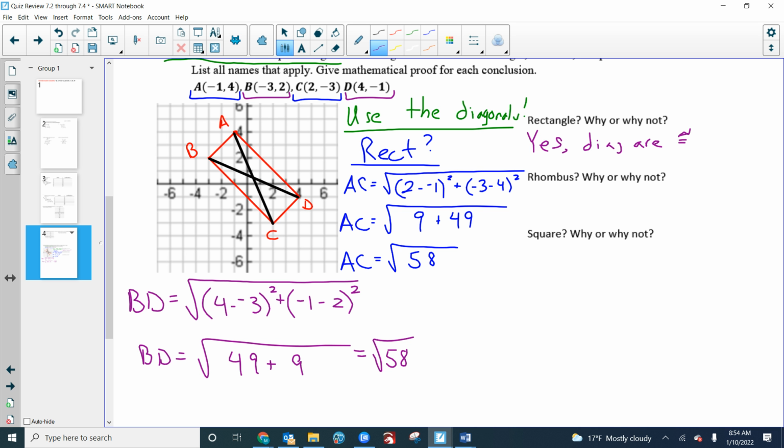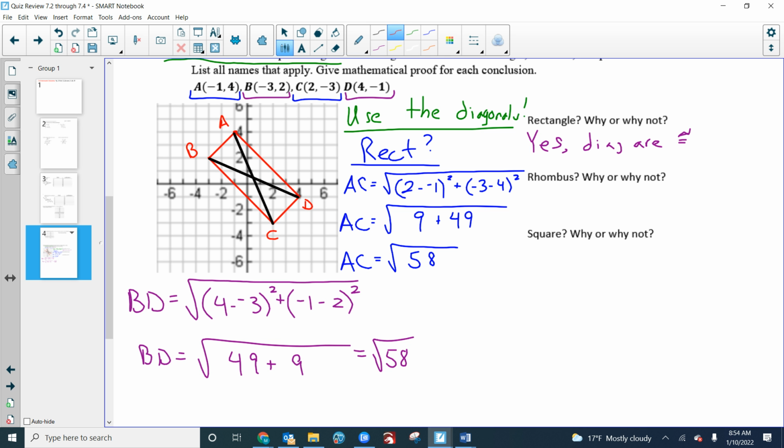A great way to lose all the points is to graph it and just say it looks like a rectangle. Okay? You will not get any points. If you don't show this work, you're not getting any of the points, even if you circle a rectangle. I know it looks like a rectangle. You're not going to get any points without justification.